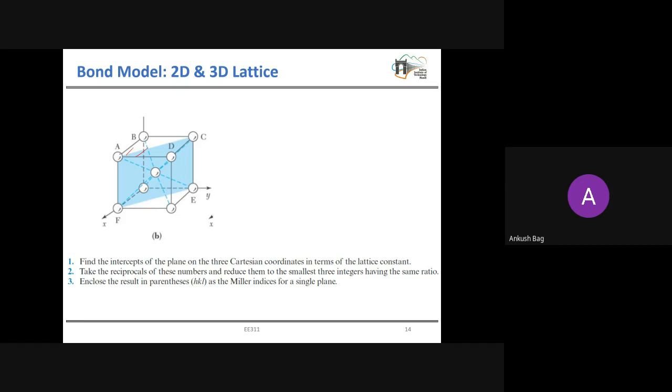Now at the same time, if I ask you to consider this blue shaded plane, that means the A, C, E, F plane, and calculate how many atoms are there, there are 5 atoms: the 4 corner atoms, and in the middle you have another atom. Although the ABCD plane has 4 atoms, the ACEF plane has 5 atoms. So now you can understand that, depending on the plane, the crystal has a different number of atoms.